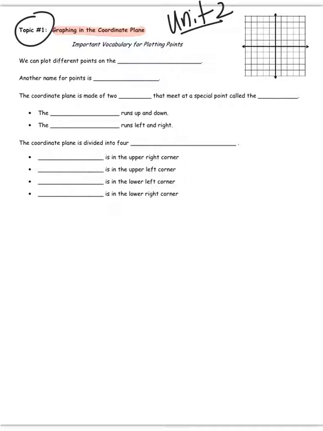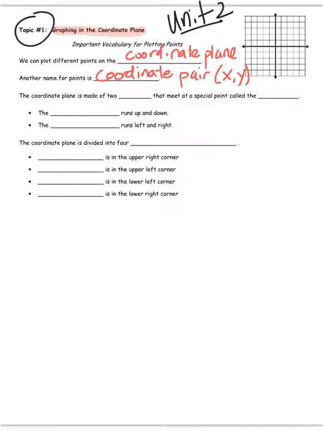So, we can plot different points on what is called a coordinate plane. A coordinate plane is just this whole area over here that has axes and an area where we can plot points. Another name for a point that we plot is called a coordinate point, or a coordinate pair, sorry. And it's called a pair because it has two numbers, an x and a y.